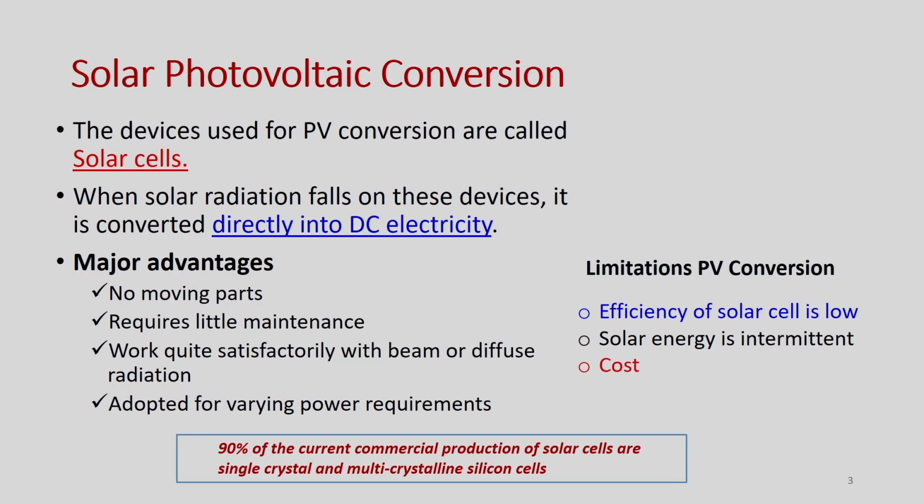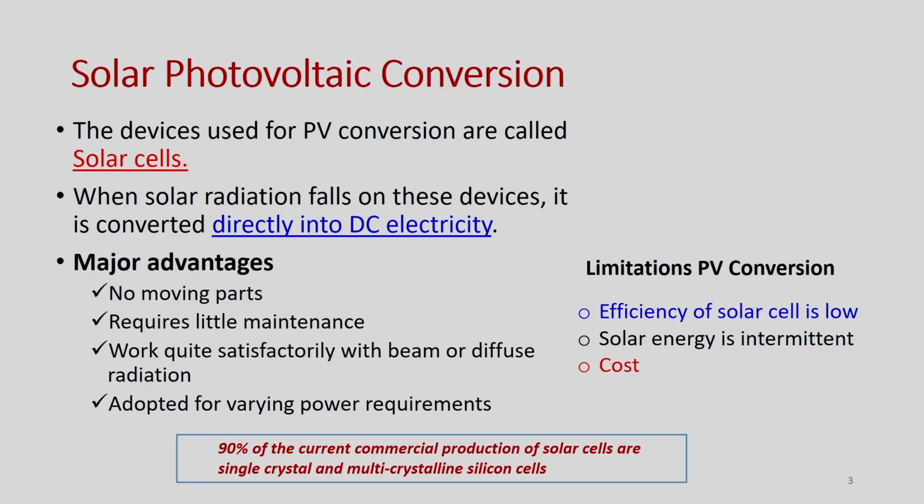Okay. So, there are plenty of advantages in using these solar PV technologies. Some of the advantages are no moving part, there is no thermomechanical conversion, requires little maintenance, only periodic cleaning is required for sustainability, and it works quite satisfactorily with beam or diffuse radiation, and it is adapted for varying power requirements. So, we can edit based on our requirement, right.